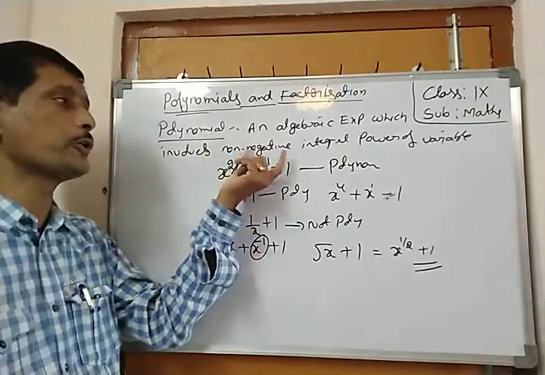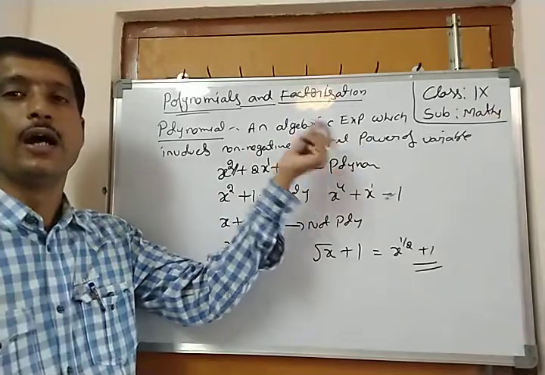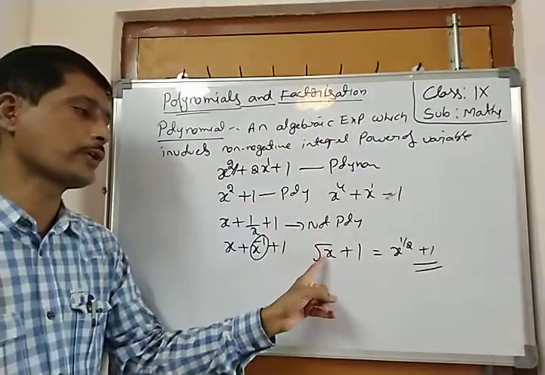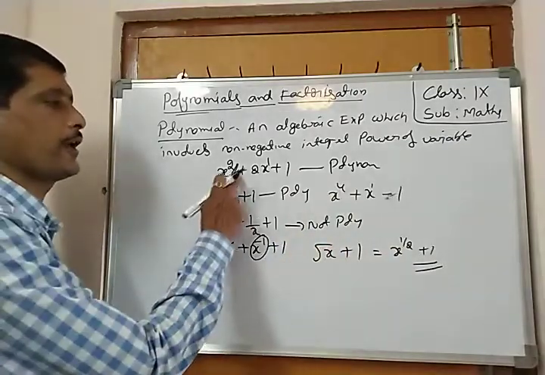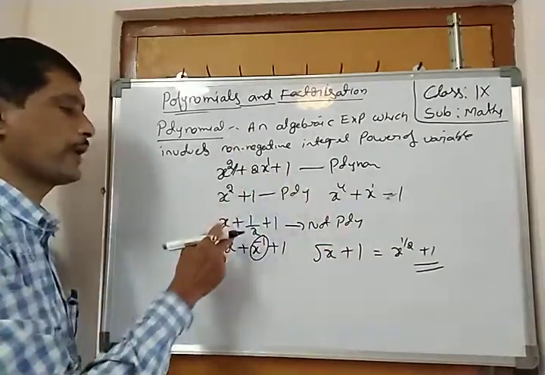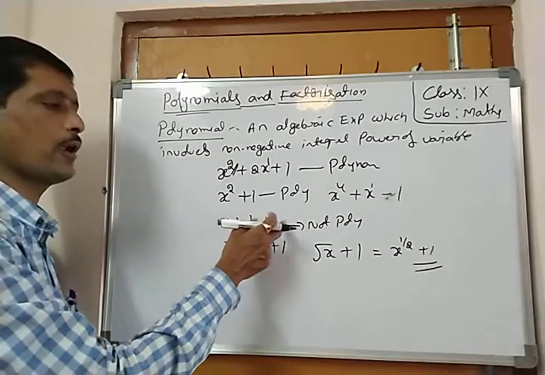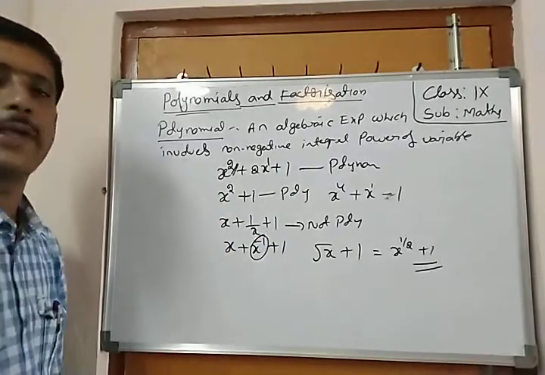Non-negative means that it is positive. Integral power, therefore a fraction is not allowed. Therefore here root x can be written as x power 1 by 2. Therefore here x square plus 2x plus 1, that is a polynomial. Here x plus 1 by x plus 1 is not a polynomial.